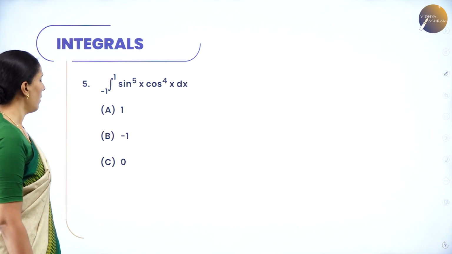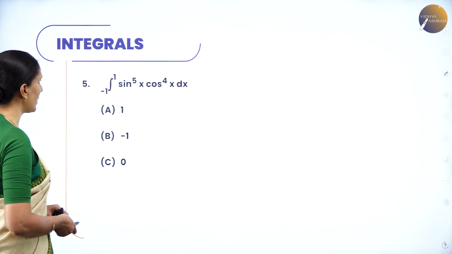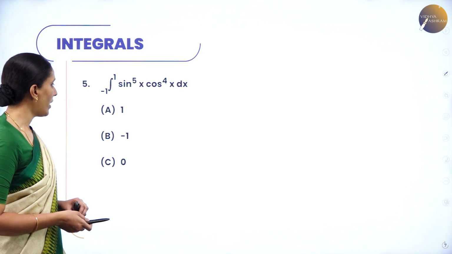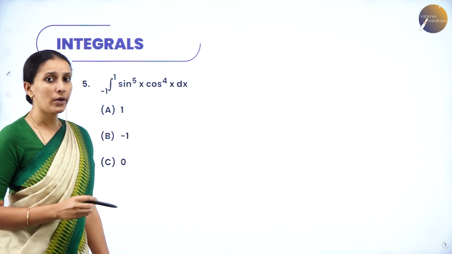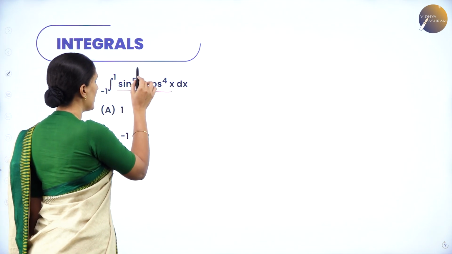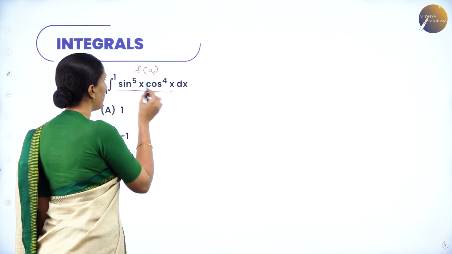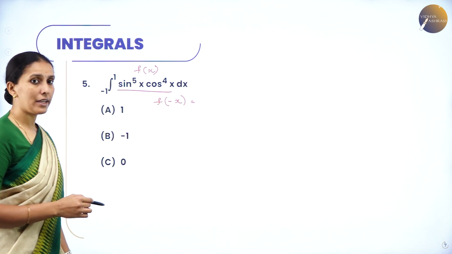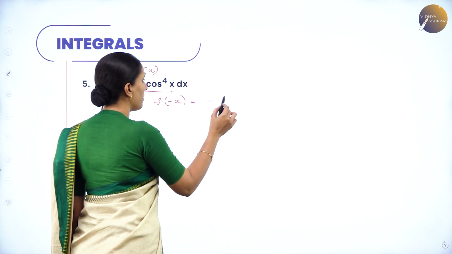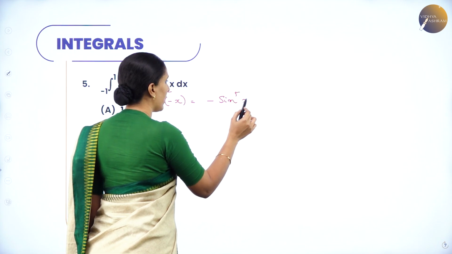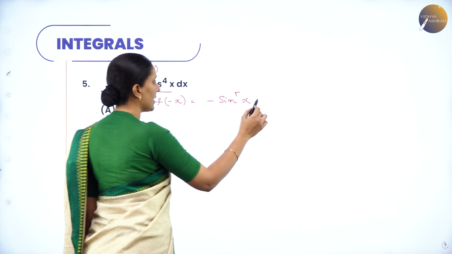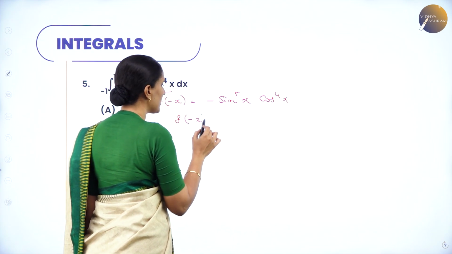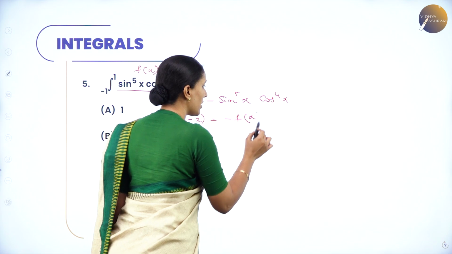Next, integration of minus 1 to 1 sin to the power 5x cos to the power 4x dx. Clearly here you can see this as f of x. If you change it in the form of f of minus x, then it is sin power 5 of minus x, which will become minus sin power 5x, and cos power 4 of minus x is cos power 4x only. So clearly here f of minus x is equal to minus f of x, which is an odd function.